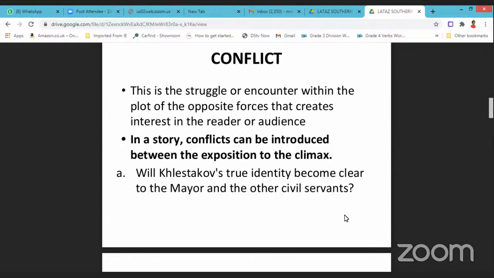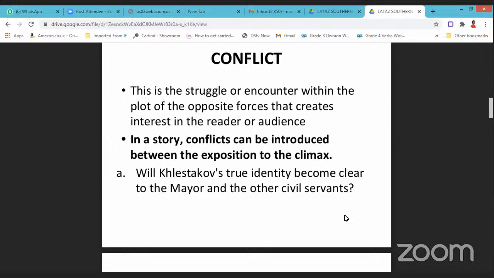What type of conflicts do characters encounter, and what is a conflict? So we will use this definition. A conflict is a struggle or encounter within the plot of opposing forces that create an interest in the reader or audience. So in a story, as we said, we expect conflicts between the exposition and the climax.